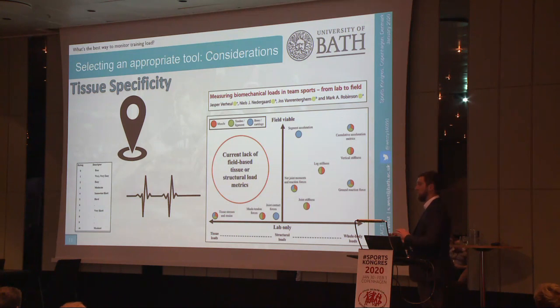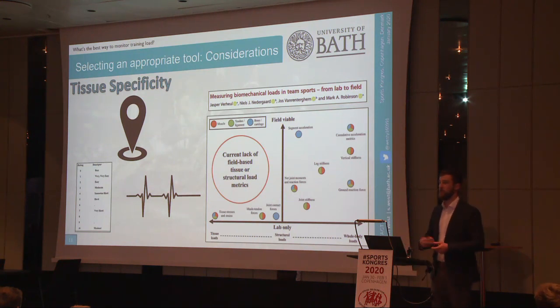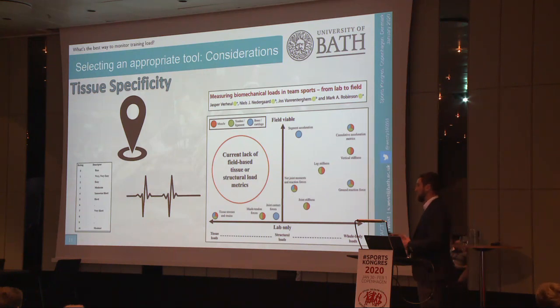Obviously, we can look at both the whole body loads, but also the structural tissue level loads. But then we start to ask the question whether they're actually viable to do within the setting of the field or whether they have to be lab-based. So again, depending on the sport, tissue level specificity is something you might want to think about. It's not something, as I say, I've dealt with, but I think as wearables and so on get more and more common, it probably will go down that route.